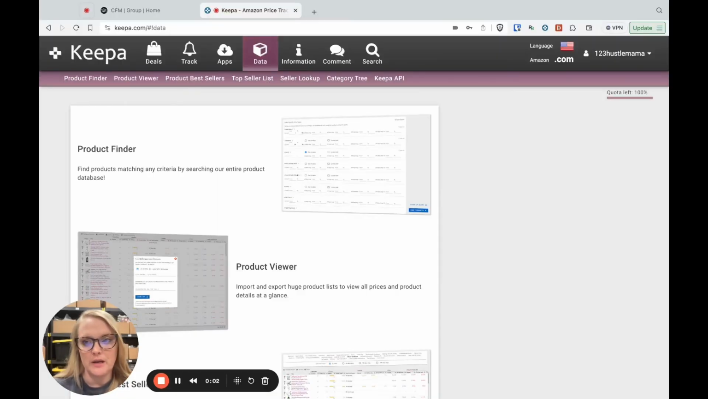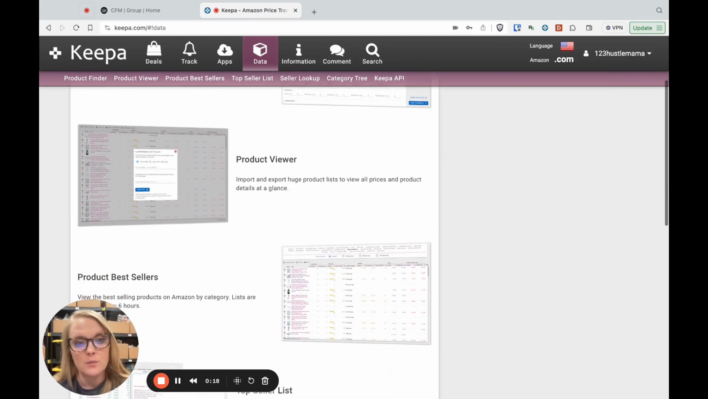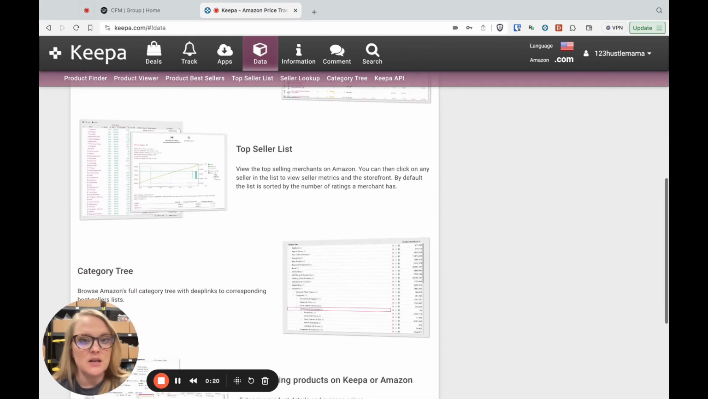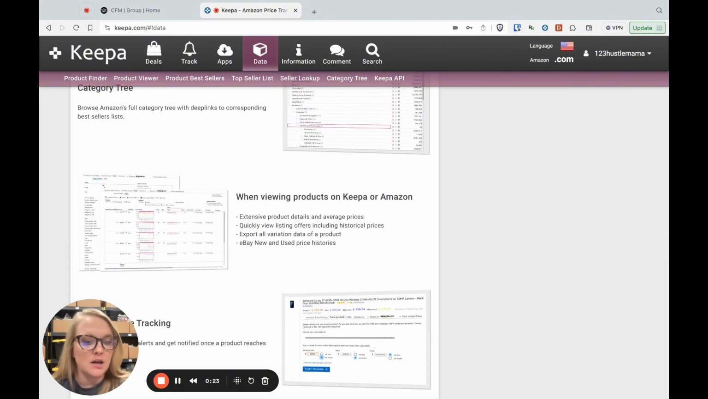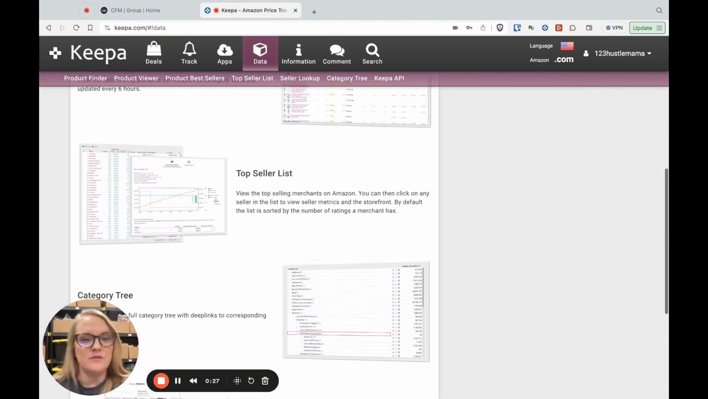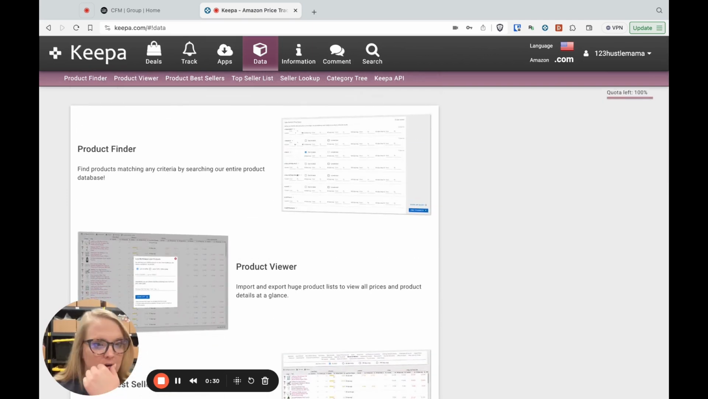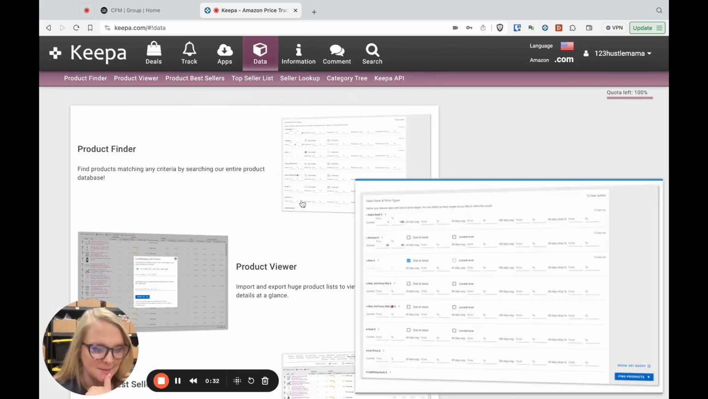Win, win, win. Okay, I just wanted to start out by showing that Keepa is an extension you can run on Amazon, but it also is a website with tons of tools and information. And this is really only the tip of the iceberg. You can see everything it does, but on this homepage, you can do product finder, product viewer, product bestsellers, top seller list, category tree, on and on. There are a lot of tools and a lot of information here that you can really take the time to understand.